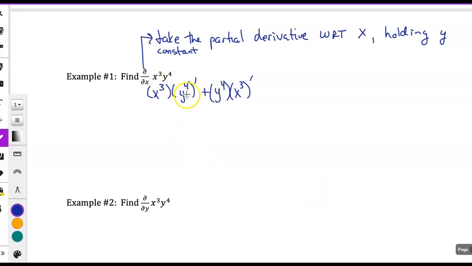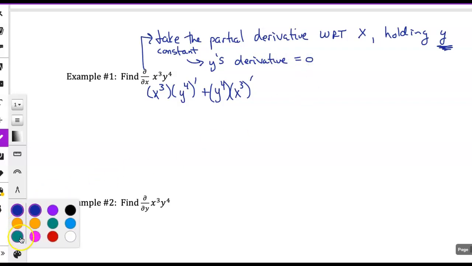Now, remember, at this point, y is a constant. So anytime we have to differentiate y, the derivative is going to be 0. So we can put that here. Y's derivative is equal to 0. Okay, so let's go through and do this.